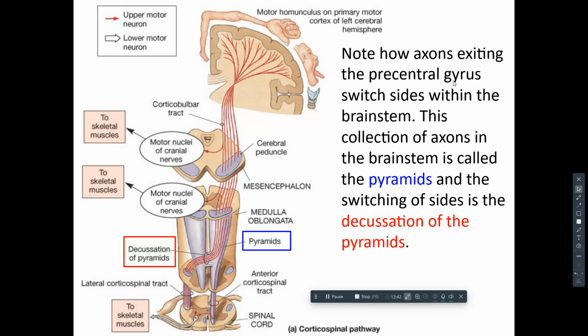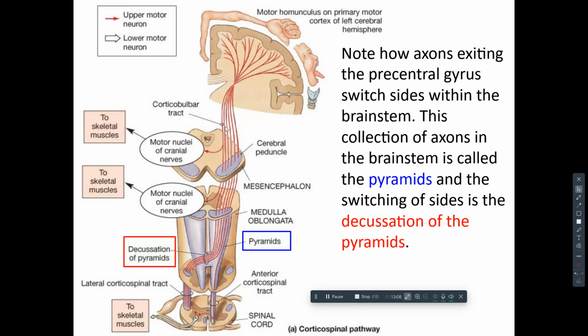All right, let's keep going. We got another view of the precentral gyrus up here. Again, note that we got corresponding body regions. The red lines represent the axons coming from the pyramidal motor neurons up here. All right, so these are upper motor neurons. We see them in the white matter of the frontal lobe here.